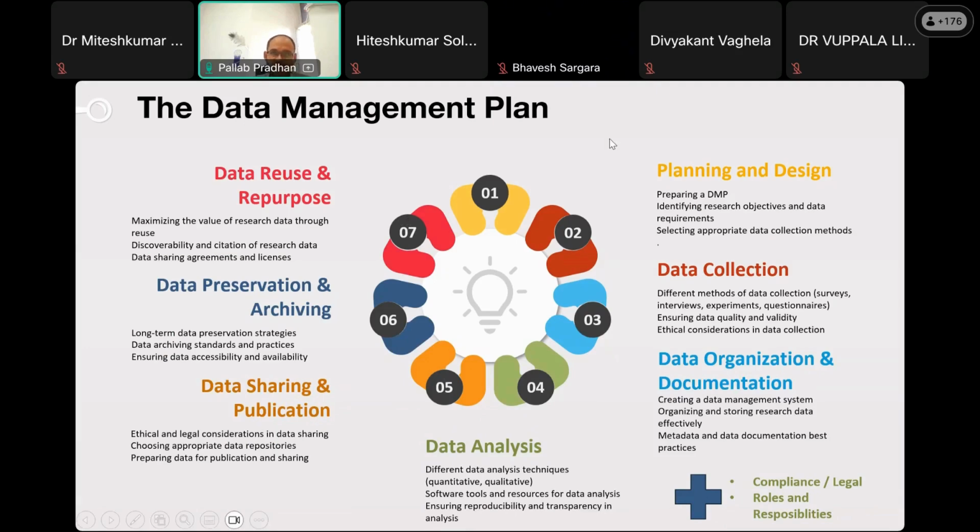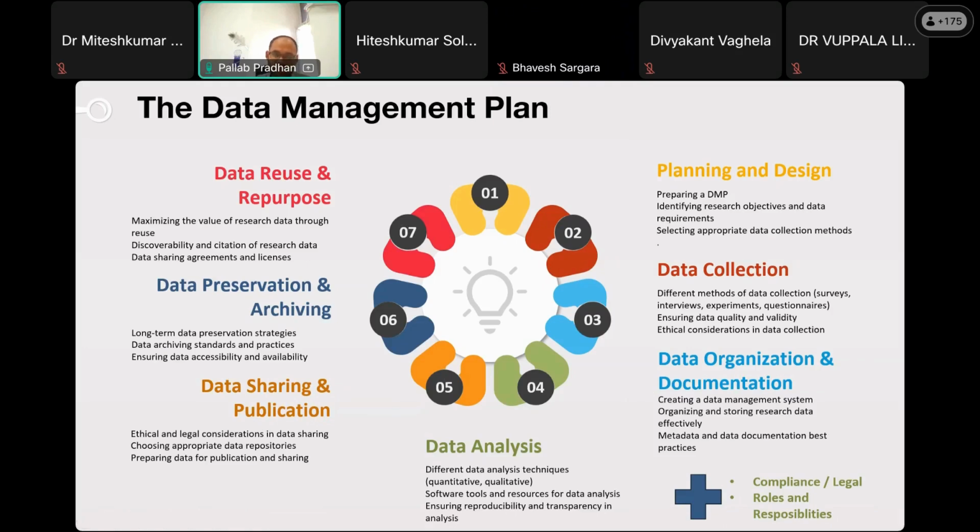planning and design. So here, before starting your research project, you have to prepare a DMP, and this should also identify the research objective and data requirements. And then you have to also mention the data collection methods, right? How you are going to collect the data, ensuring quality and validity. And the third part is data organization and documentation.